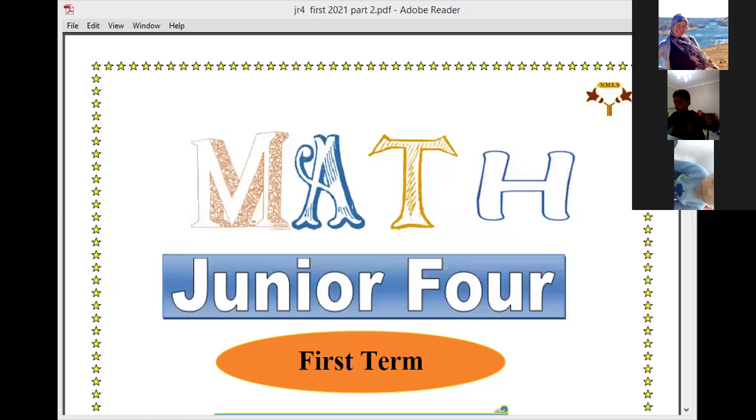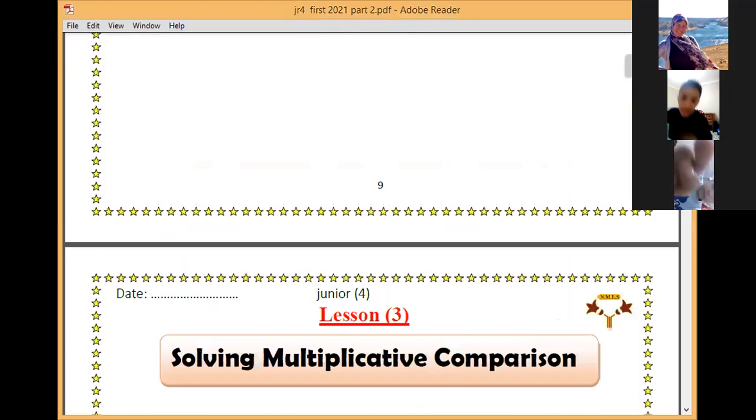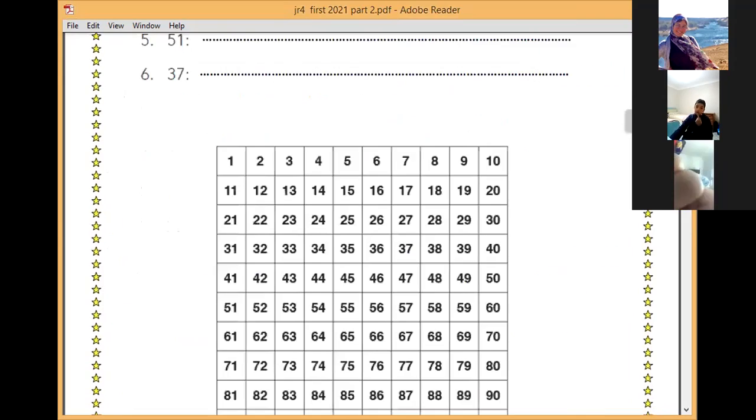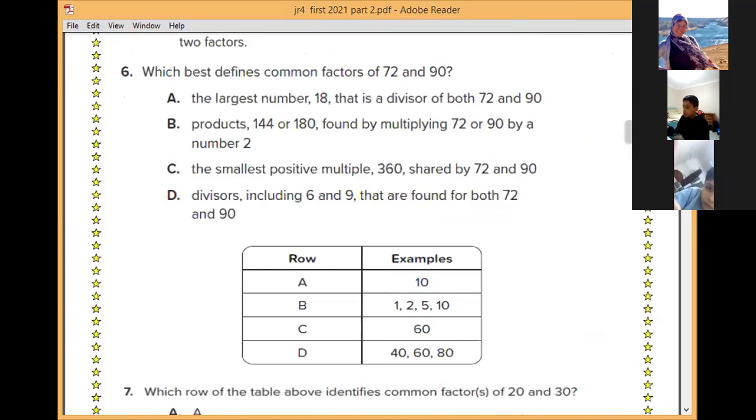Okay, so Junior 4, now we're gonna start our session, and please be silent and don't speak without raising your hands, okay? So you know how to make a wave if you want something, okay? Now let's start. We're gonna start with chapter 7 and lesson 1, okay?